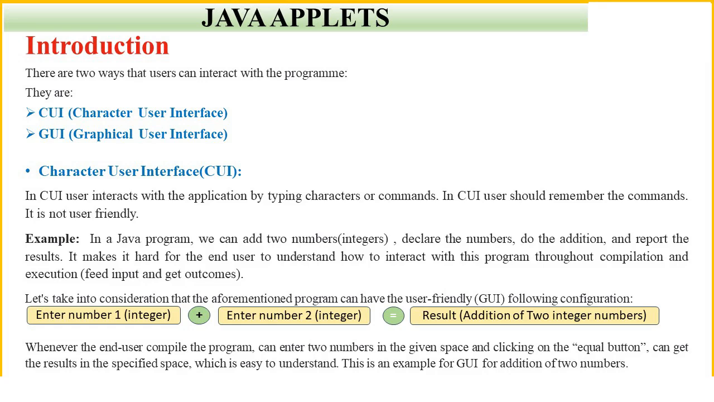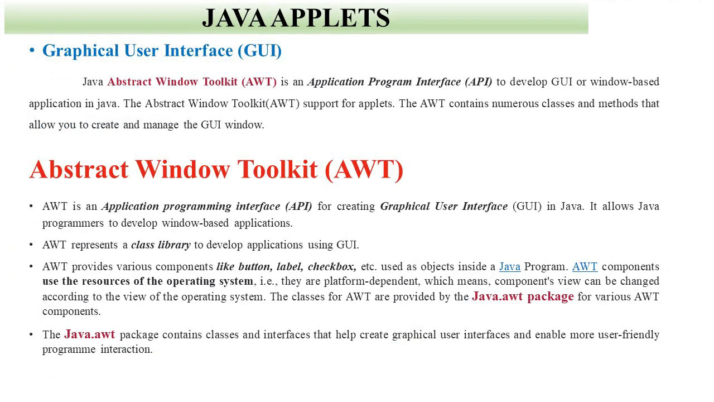So whenever the end user runs the program, they can enter the two numbers in the given space and click the equal button to get the result, which is easy to understand. This is an example of GUI.